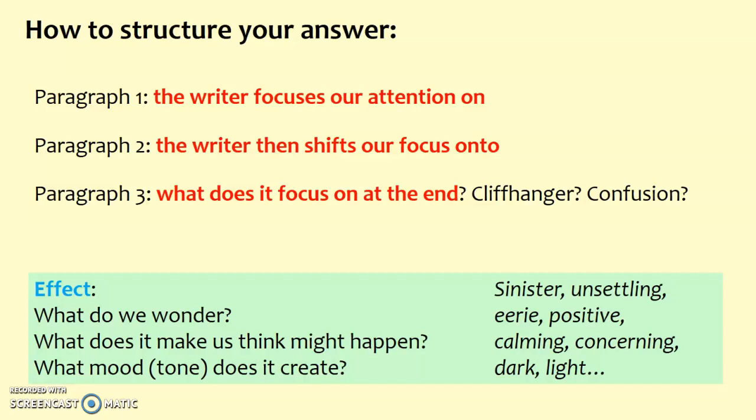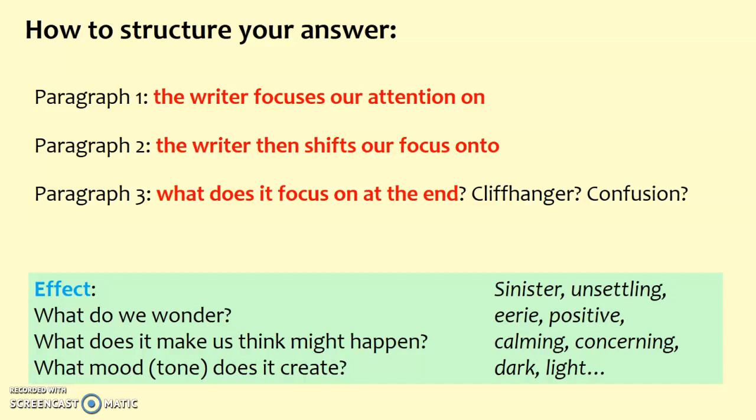So the effect box is, once you've looked at the thing the writer focuses our attention on, let's say, the weather, what does it make us wonder? Or what does it make us think might happen? Or, as it says there, what mood or tone does this create? By talking about one of those things as your effect, you are being more detailed. So, for example, it makes us wonder if the characters are going to be safe or if they're going to be in further danger, or it makes us think that the storm may get close and possibly put the characters in harm or danger. So it's those sorts of phrases.